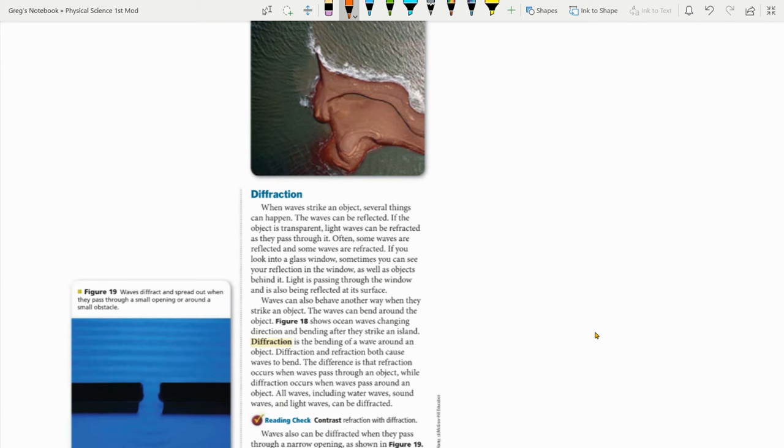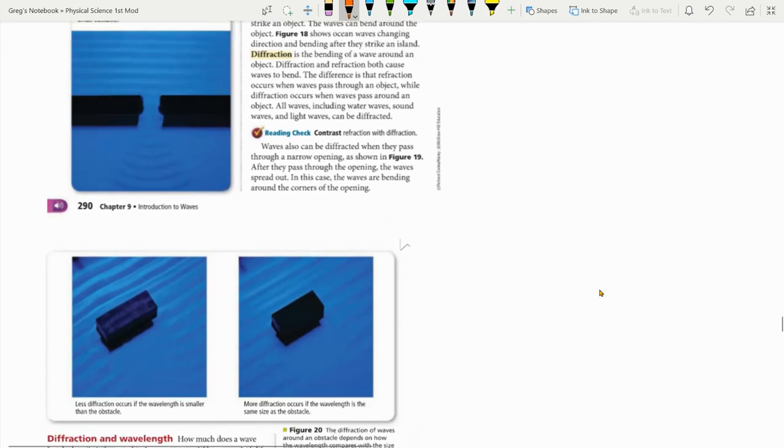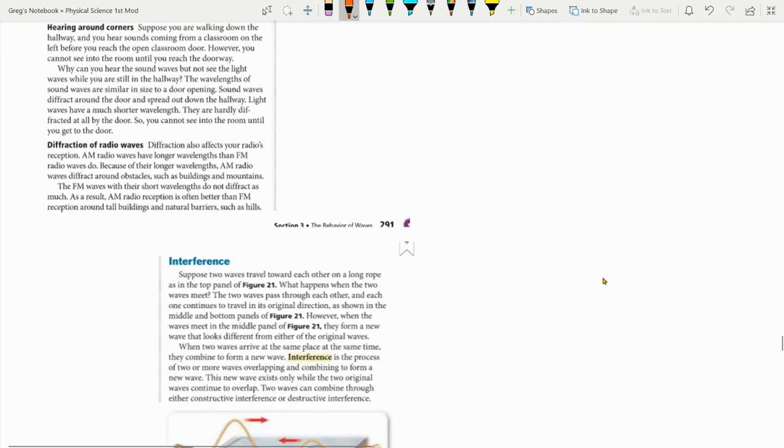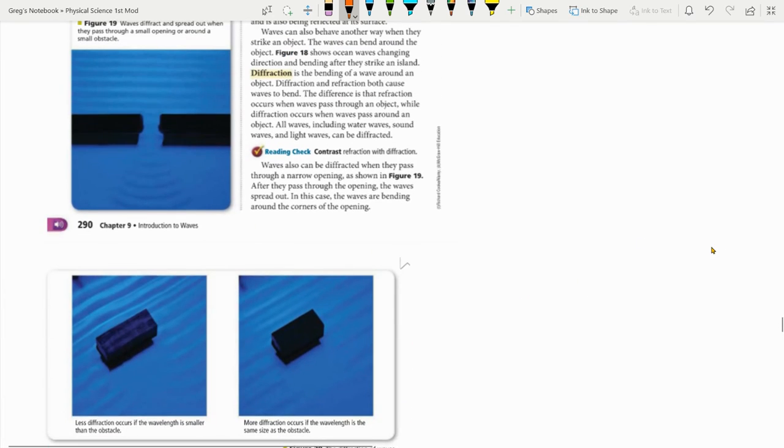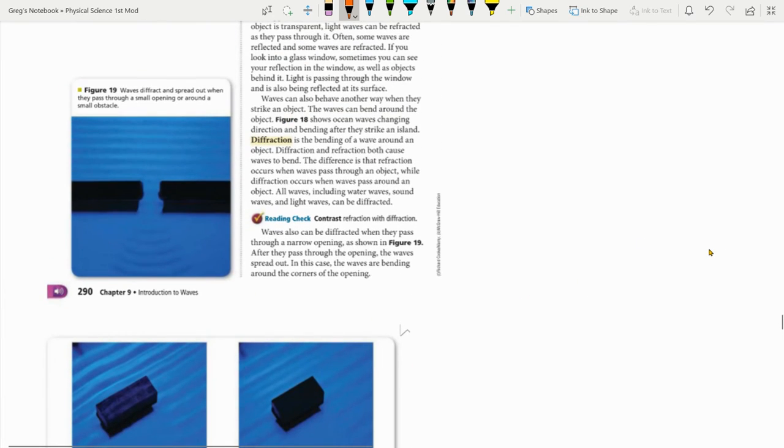Diffraction. Diffraction means it kind of bends around a corner, or you can see it here. It's the bending of a wave. If you look right here, here comes my wave. Here's my wavelengths. You can see the crests and the troughs are darker. Crests are a lighter color.